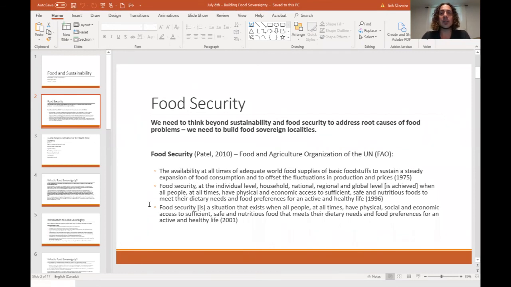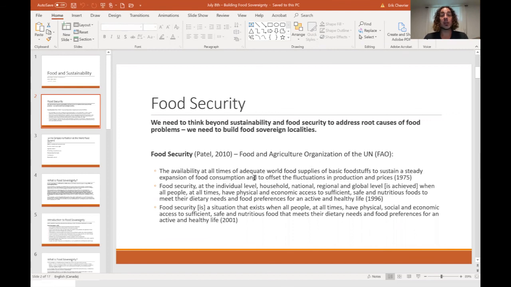So the definition proposed by Via Campesina went beyond providing food and having food access, to being able to control the mechanisms of producing food and producing for their own localities. It's not just about meeting dietary needs and availability, but about giving people control over how they produce food within their own local environment.